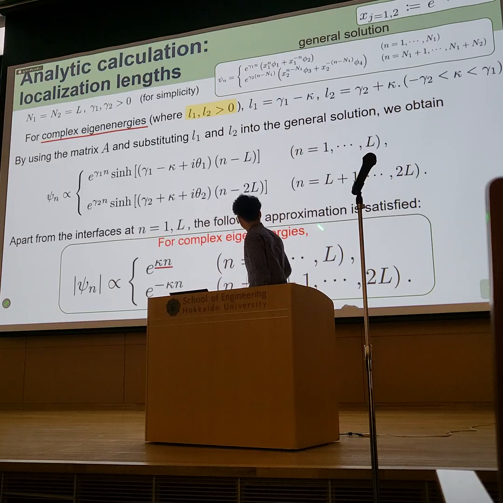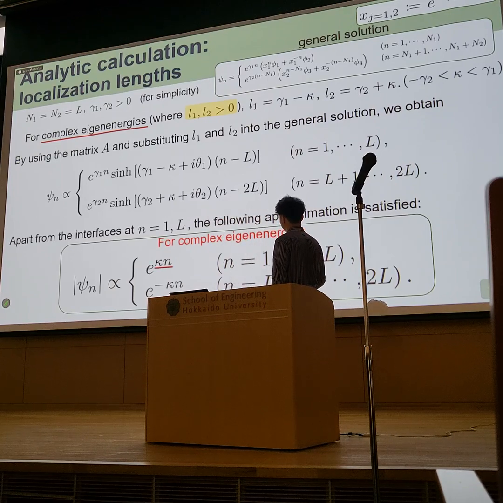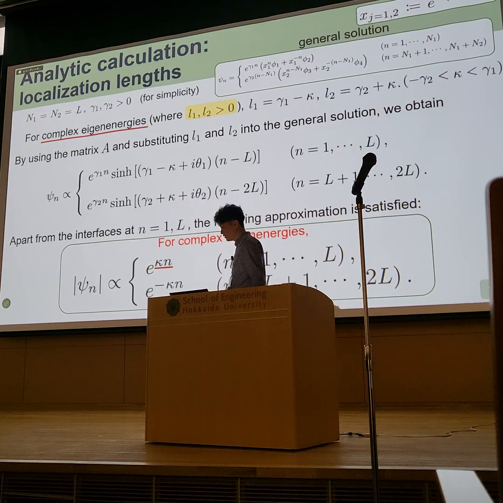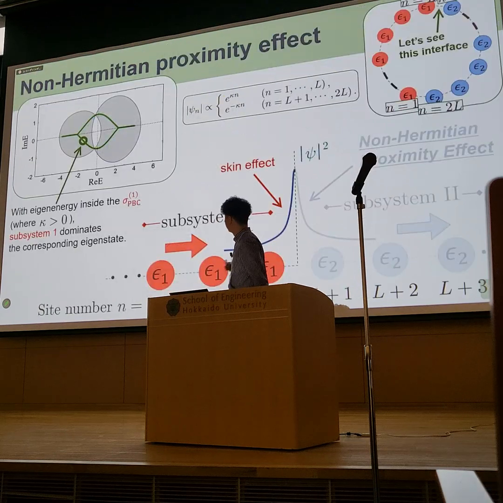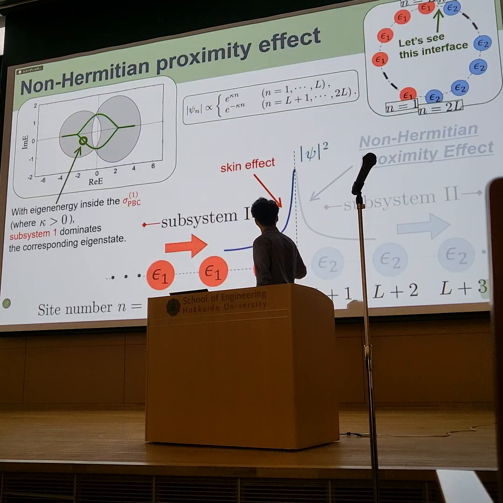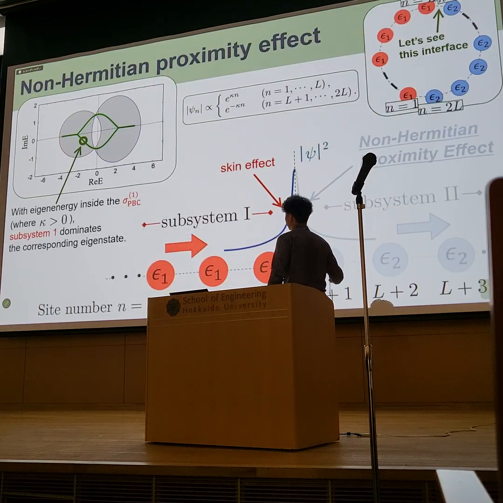Additionally, apart from the interfaces, the wave function is approximated roughly as follows. So, for the sites corresponding to subsystem 1, the absolute value of the wave function is proportional to exponential kappa n, and exponential minus kappa n for the other sites. And again, please note that this analytic calculation is only for complex eigenenergies. As shown in this figure, we will examine the behavior of the wave function around the interface at n equals L.